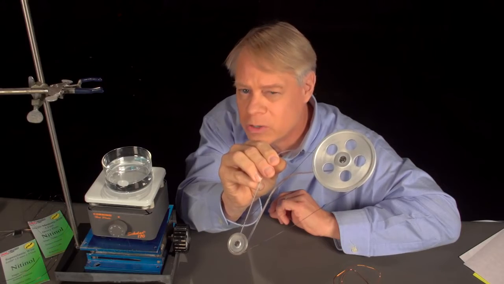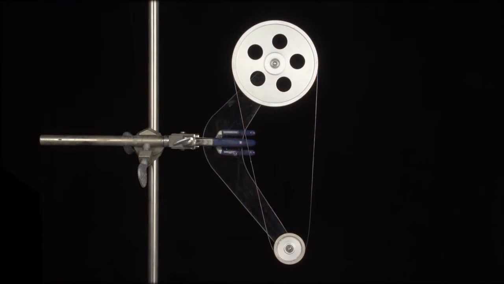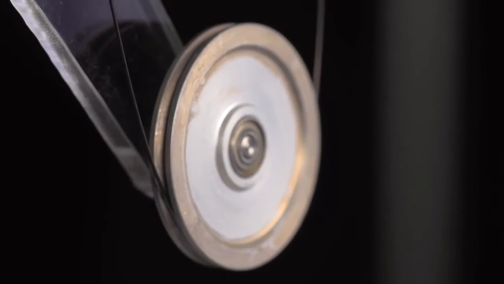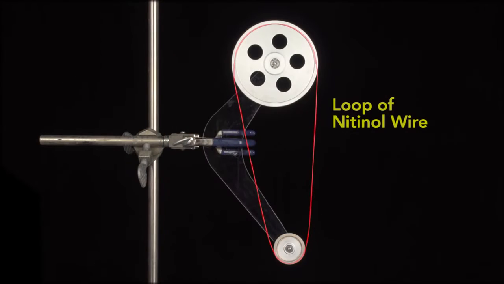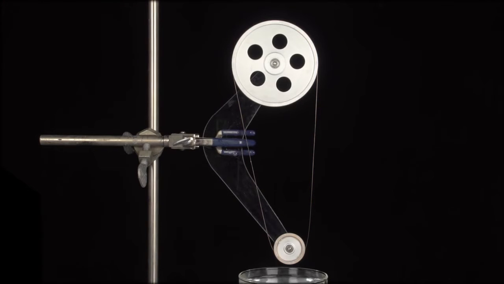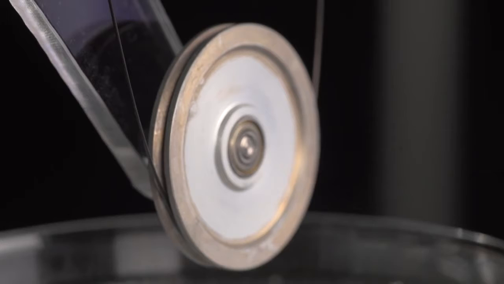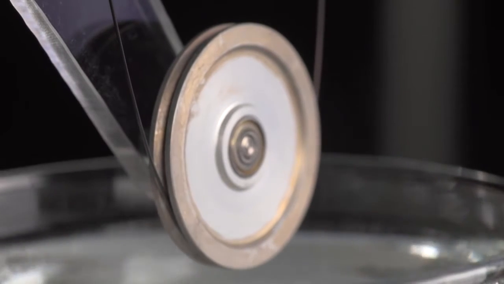For example, this device has fascinated me since childhood. It's a type of engine. Its construction is very simple: a large and small wheel, each grooved on their side, with a loop of nitinol wire that runs through the grooves and connects them. To make it run, I just contact the lower edge of the small bottom wheel with water, which I've heated again to 75 degrees Celsius.